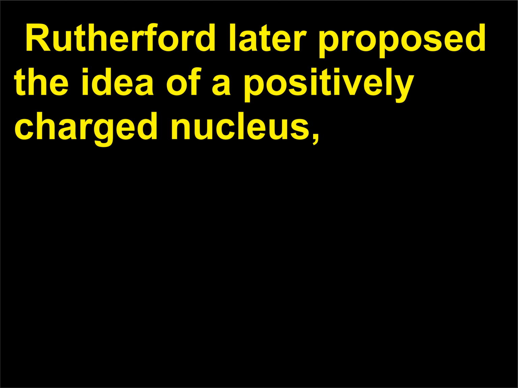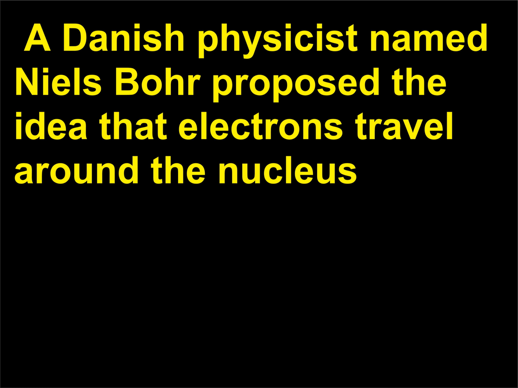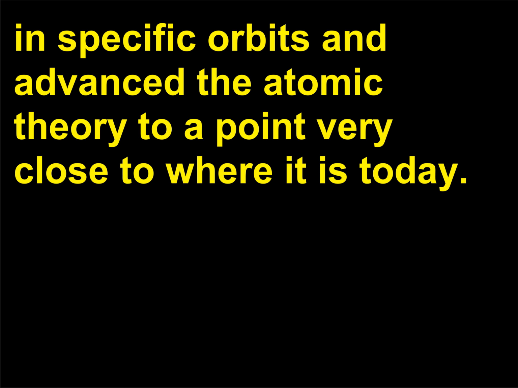Rutherford later proposed the idea of a positively charged nucleus, but couldn't explain why electrons didn't just fall into it. A Danish physicist named Niels Bohr proposed the idea that electrons travel around a nucleus in specific orbits and advanced the atomic theory to a point very close to where it is today.